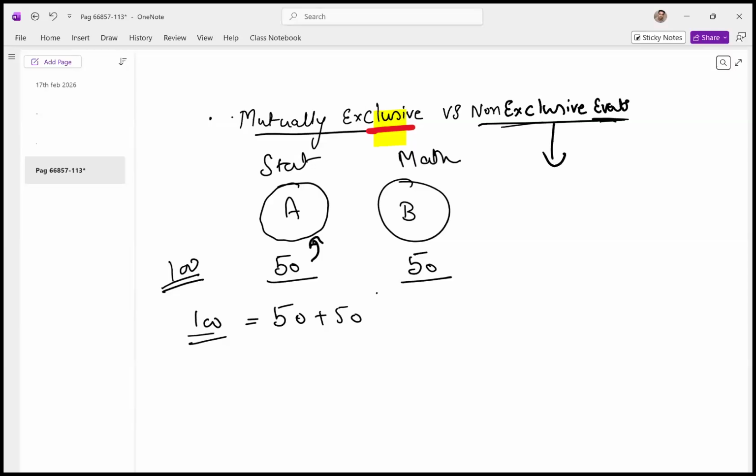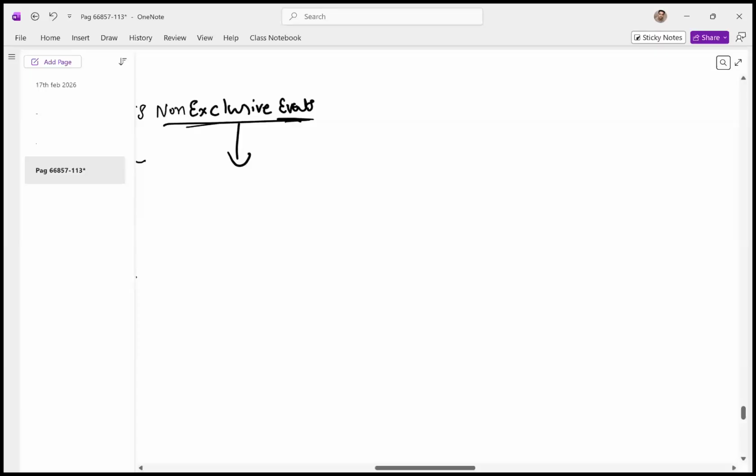Now we will talk about non-exclusive events. They are a little tricky compared to the exclusive events. So for example, if I were to draw the diagram for the non-exclusive event, it will be A and then like this B. So there is always some sort of a sharing ground between A and B. So those kinds of events are called non-exclusive events. We will try to understand it with the help of an example.